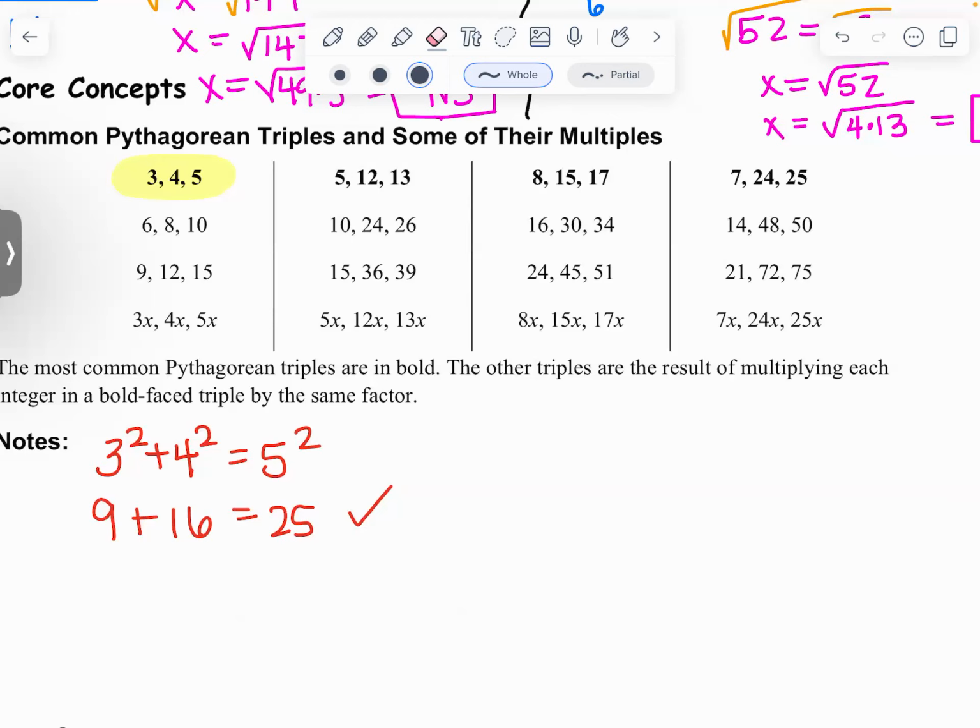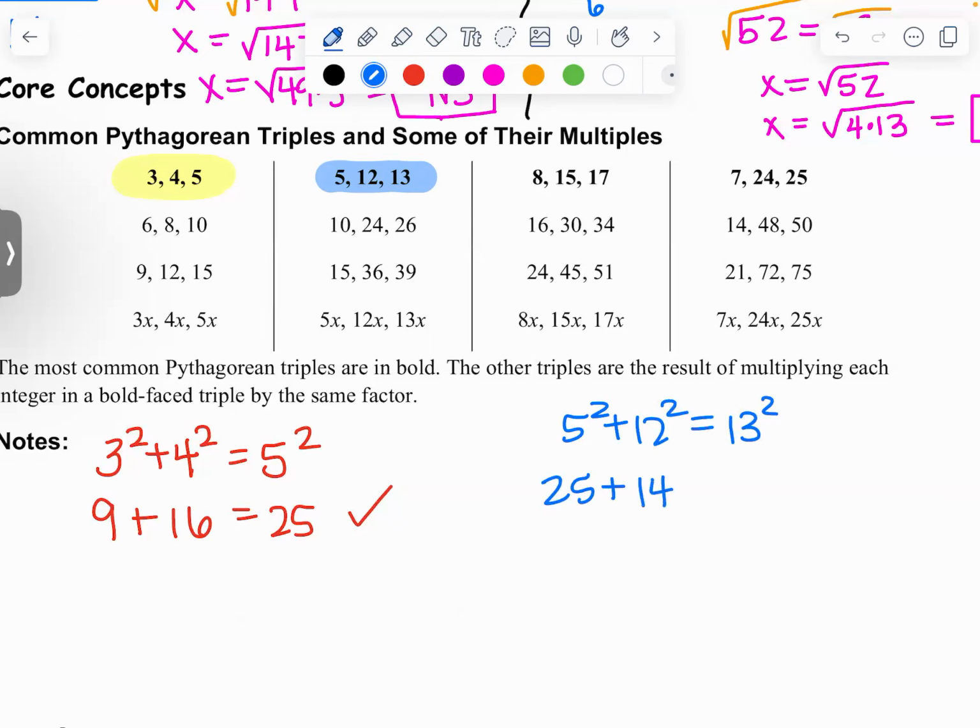All right, let's pick another one. If we look at 5, 12, 13: 5 squared plus 12 squared equals 13 squared. Is 25 plus 144 equal to 169? Okay, so those are right triangles. And because they're right triangles, their numeric sides are called Pythagorean triples.